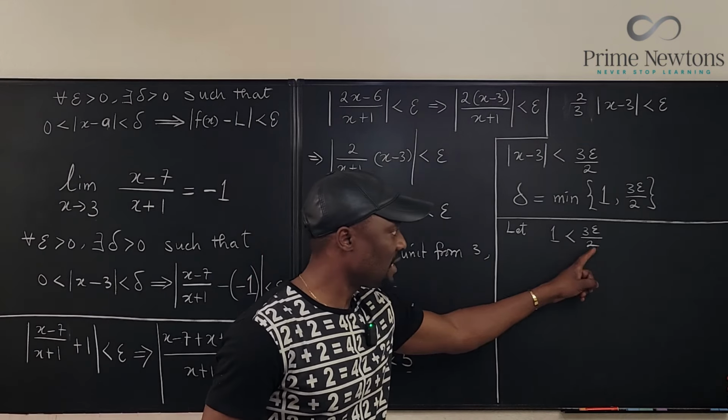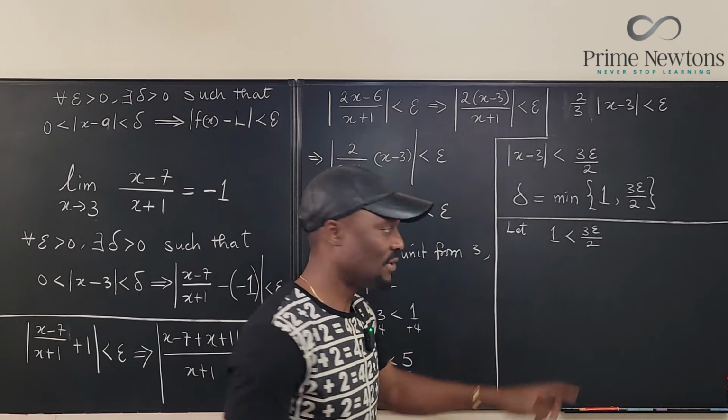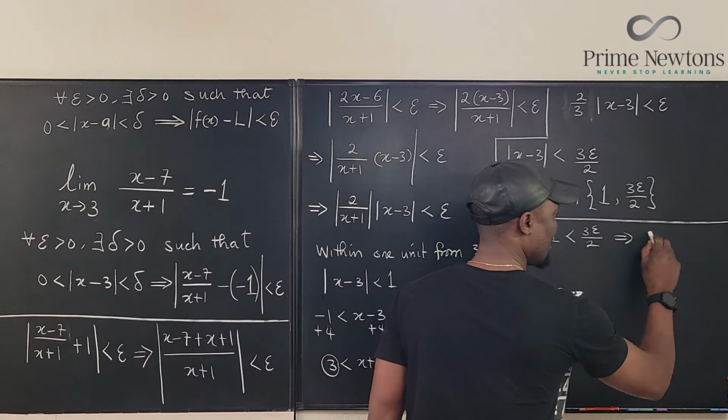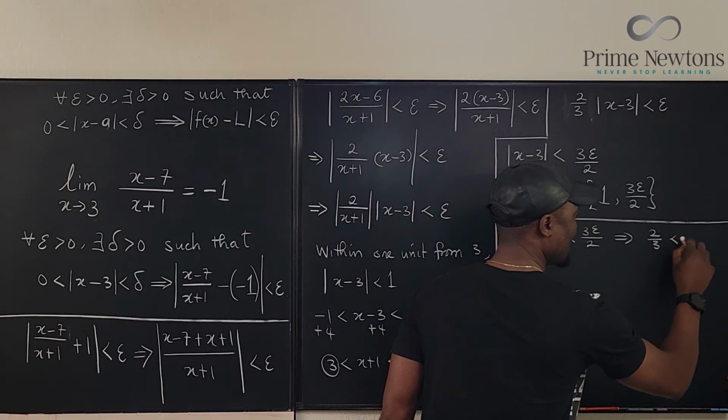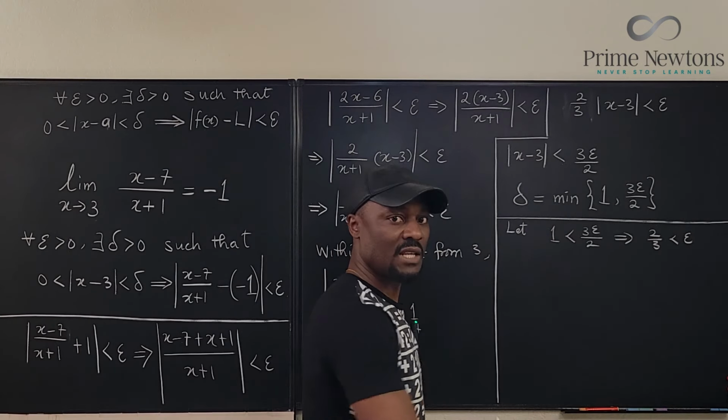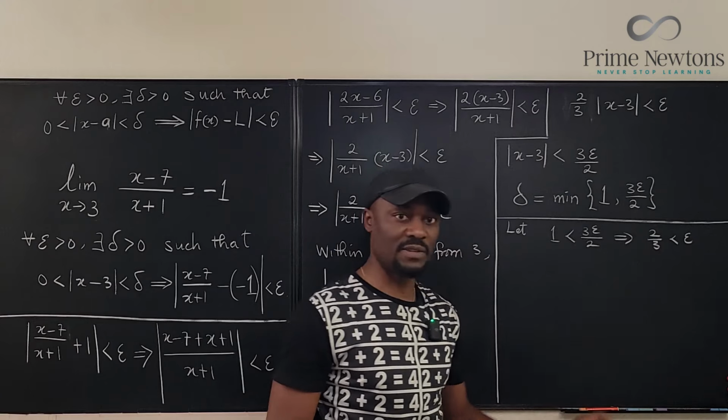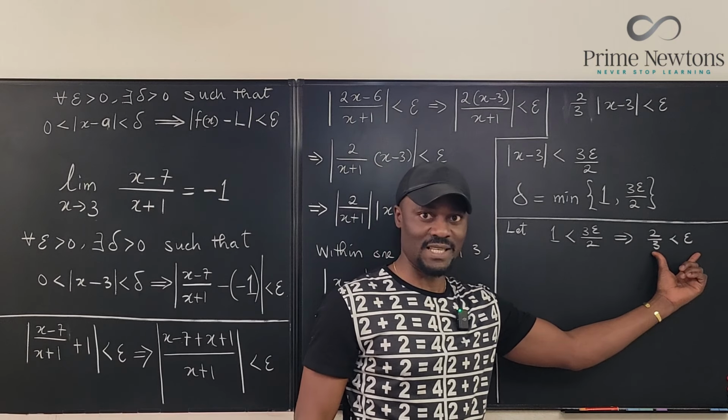From here, you can see that 2/3 is less than epsilon. This implies 2 over 3 is less than epsilon. Just multiply both sides by 2 and divide by 3. You're going to have this. So now this is the key.